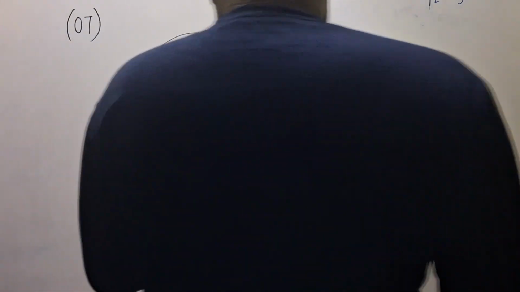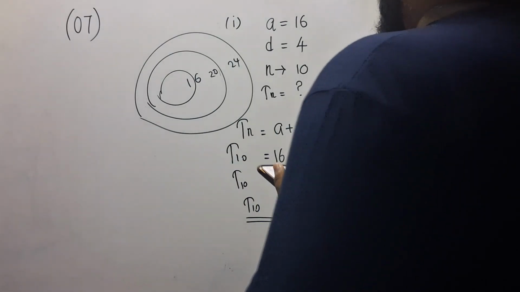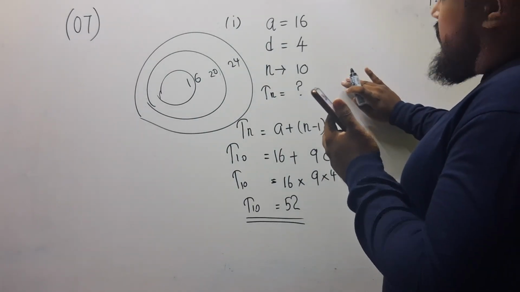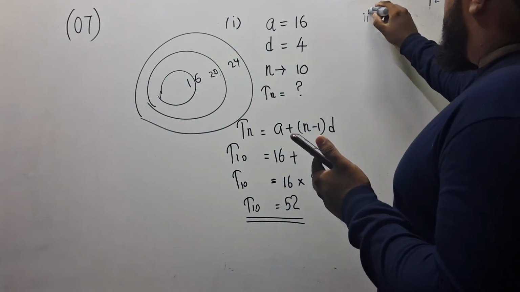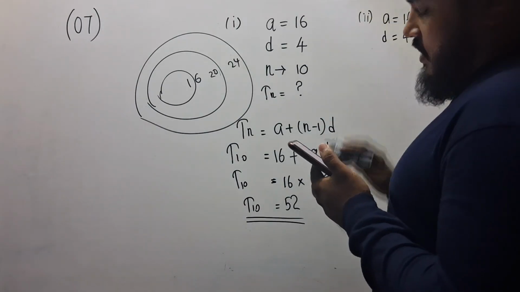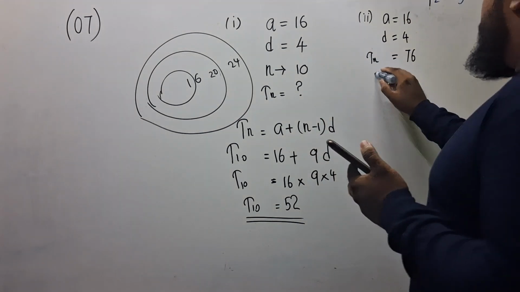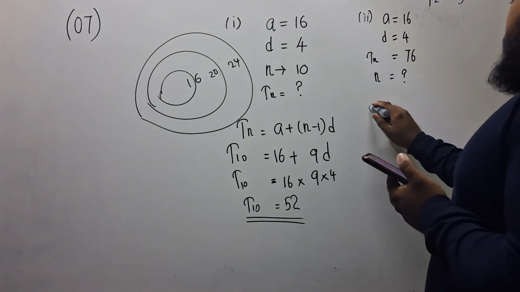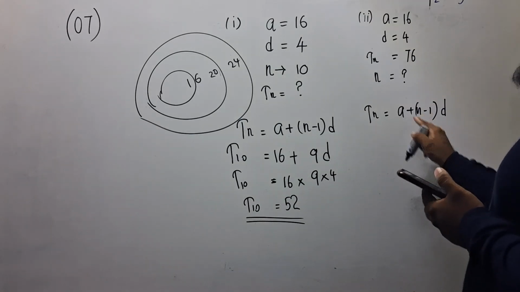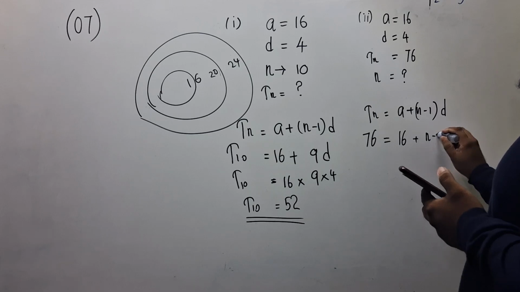Next question. If there are 76 light bulbs in the last frame, how many circular frames are there in the part of the panel? In that question, they are asking how many frames, that means n. We know a is 16, d is 4, and in the nth term there are 76 bulbs. So we have to find n. We write Tn equals a plus n minus 1 into d. We don't know n, but we know Tn: 76 equals 16 plus n minus 1 into d.